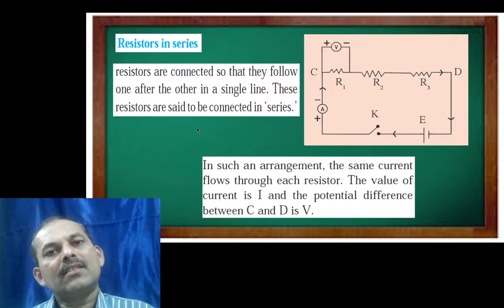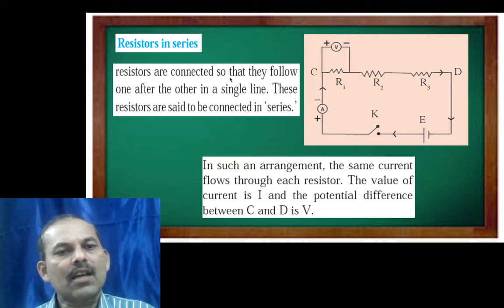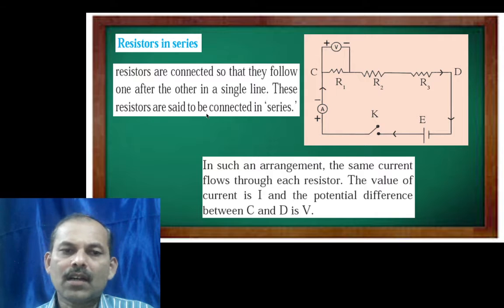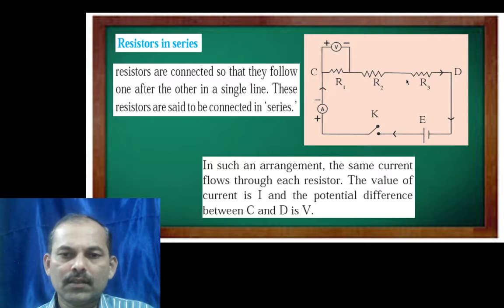Now, resistance in series. These are R1, R2 and R3, three resistances connected in the same lane. The resistors follow one after another in a single lane. These resistors are said to be connected in series, one by one.